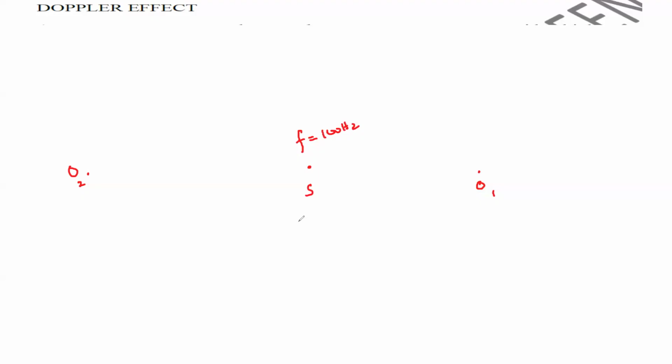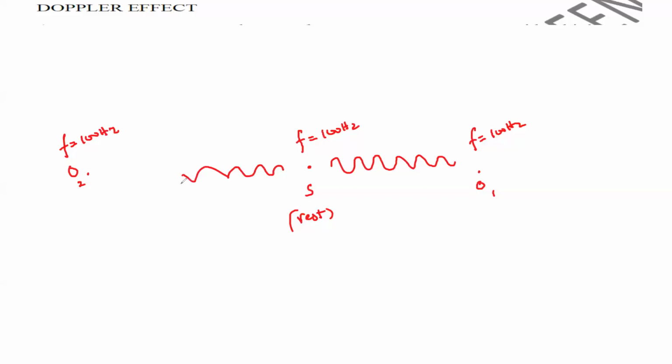When the source is producing a frequency of 100 hertz and is stationary, or at rest, what is the frequency or number of waves received by observer one? Frequency means how many vibrations in 1 second. So 100 hertz means 100 waves per second. The observer one will receive 100 waves per second. And what about observer two? Observer two will also receive 100 waves per second when the source is stationary. So both will receive the same number of waves per second.